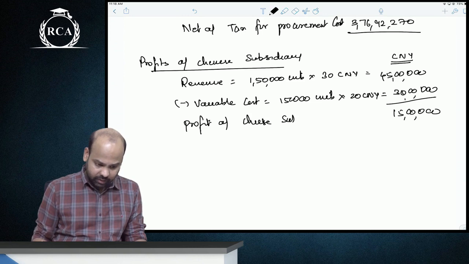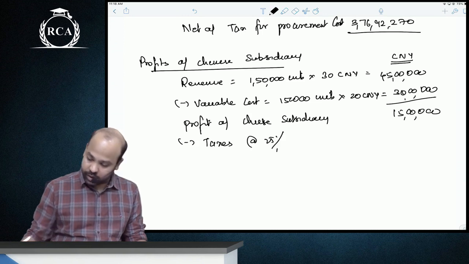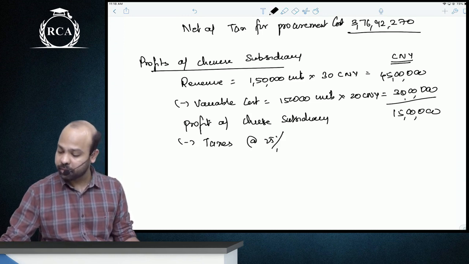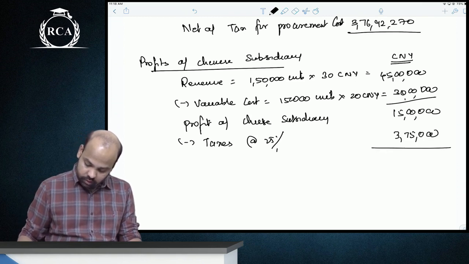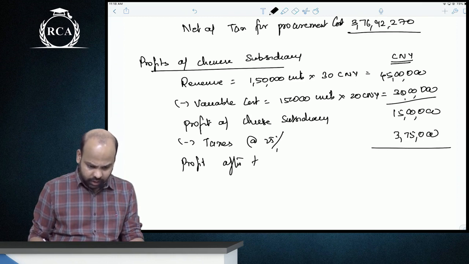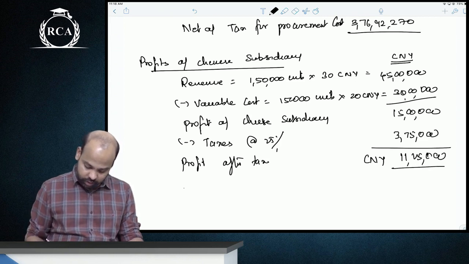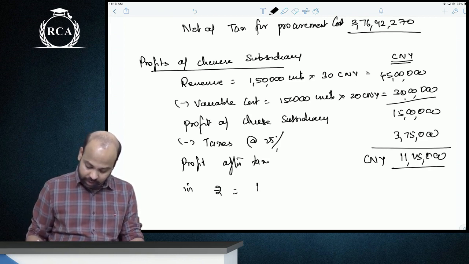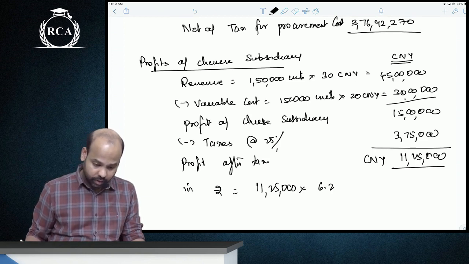They will pay taxes there, guys. So you'll write less taxes at the rate of 25%. 25% of 15 lakhs would be 3,75,000. So this is profit after tax in yuan, and that is 11,25,000. I will obviously want to convert this into rupees, so that would be 11,25,000 into 6.9.